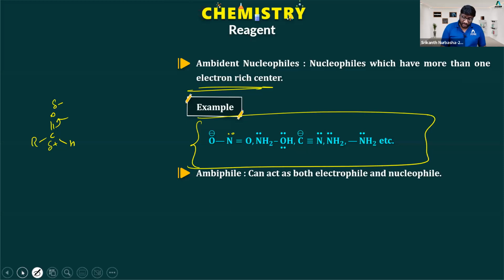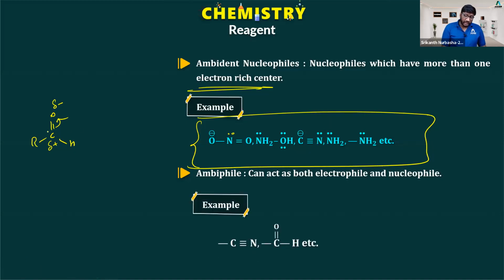So this species will act as both electrophile and nucleophile. Cyanide will also have a tendency to act as both electrophile and nucleophile. So there are some compounds or species which can act as both electrophiles and nucleophiles. They are said to be ambiphiles.